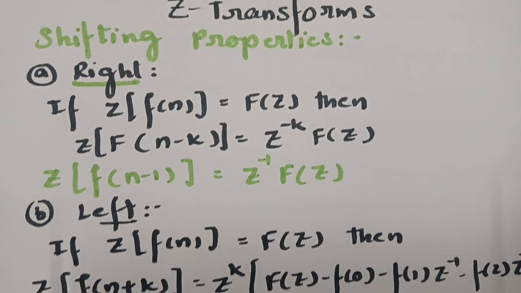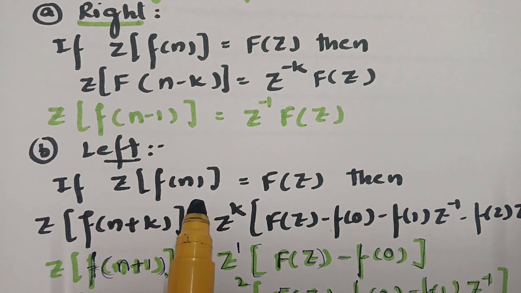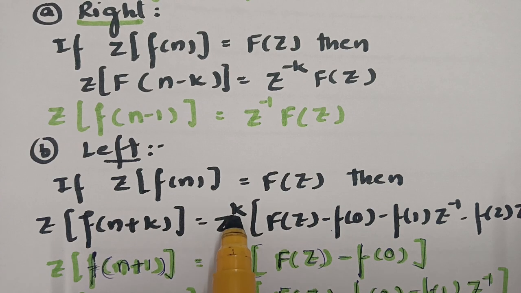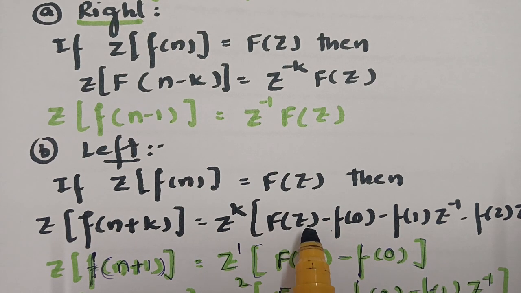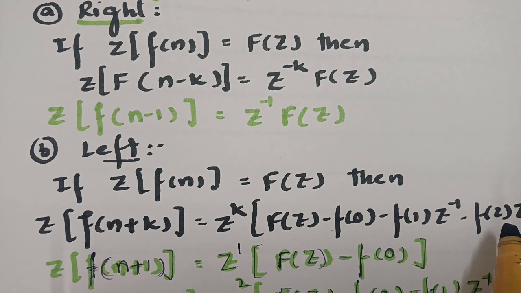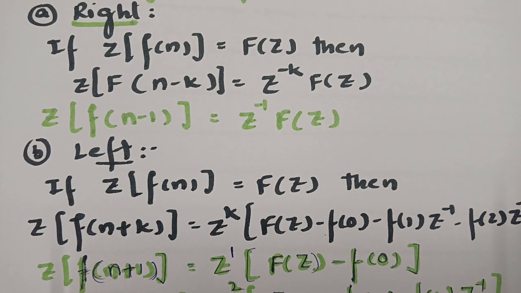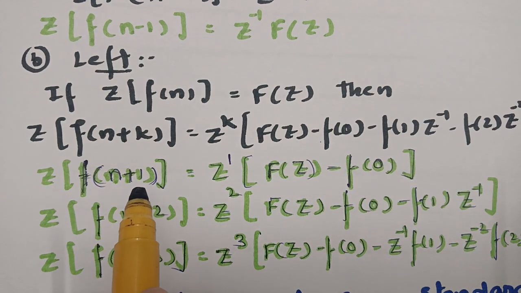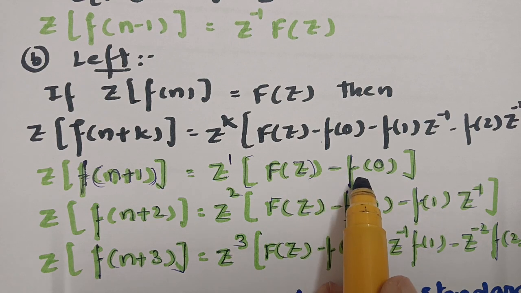And next one, if it is shifted towards the left side, see here, if f(n) is shifted towards the left side, then Z transform of f(n plus k) is equal to z to the power k into capital F(z) minus f(0) minus f(1) into z inverse minus f(2) into z to the power minus 2, and so on. If f(n) is shifted towards left side for 1 unit, then this will be z into F(z) minus f(0).